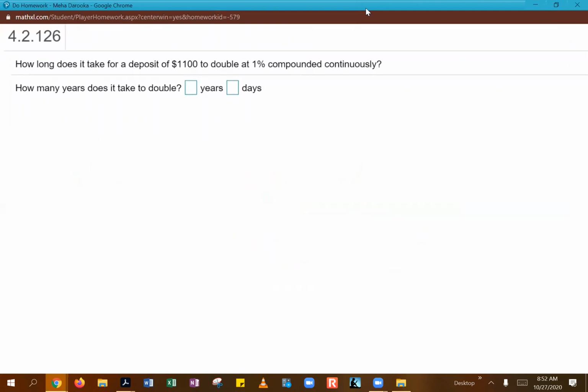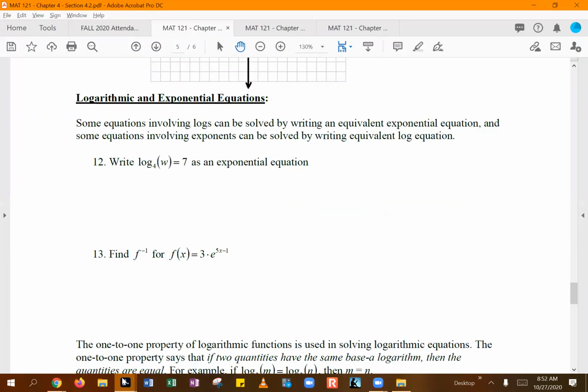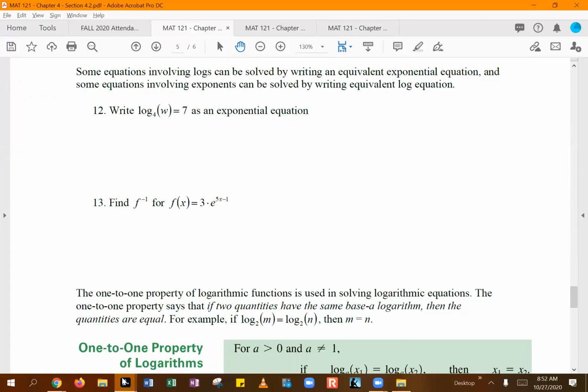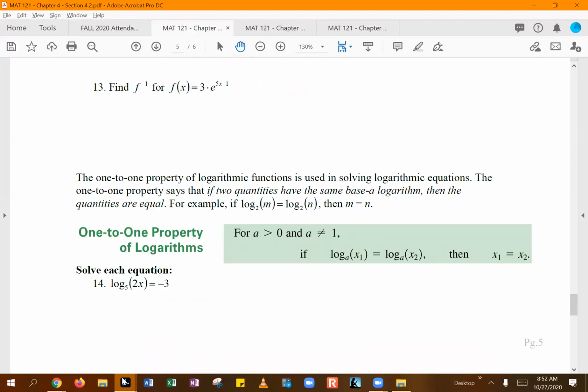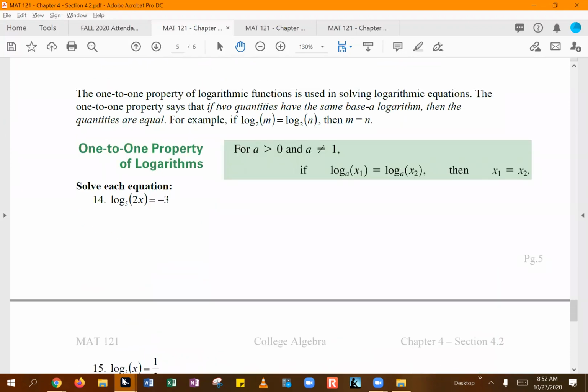So this last part that I wanted to look at is just the application with logarithms. These were the examples where we were using conversion from one form to the other, so you've got examples of that in your handout. I just wanted to point out, you also have the one-to-one property for logarithmic equations like we did for exponentials. The idea is the same thing. As long as your base a is the same, we can basically say x1 is equal to x2.